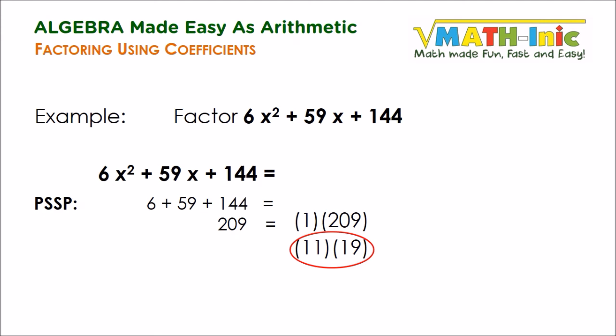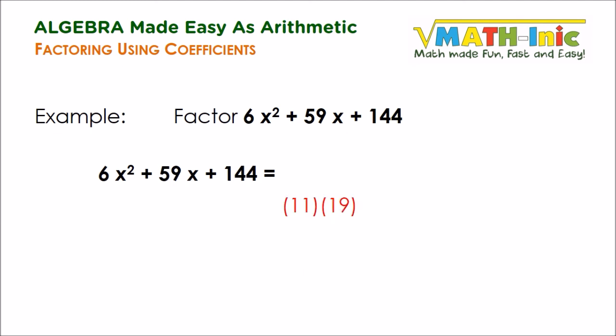The product of the sums is equal to the sum of the products. This tells us that the factors of 6x squared plus 59x plus 144 may have the combinations 1 and 209, and 11 and 19, as the sums of the coefficients of the factors. So let's first consider the possibility that the sums of the coefficients of the factors are 11 and 19. Let's keep that in mind.